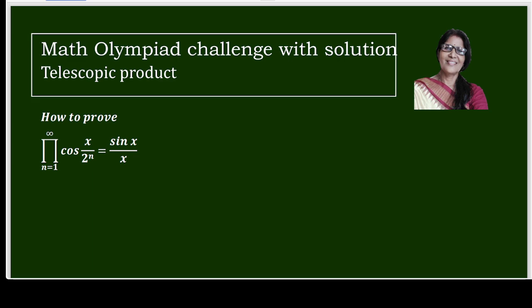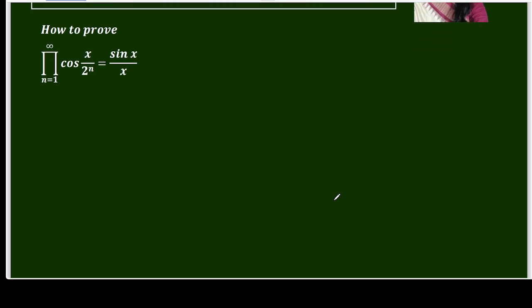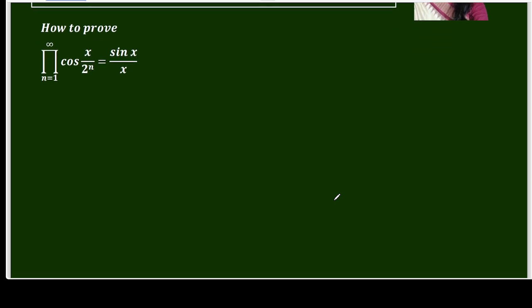Telescopic product, Maths Olympiad challenge. It is trigonometric functions. Product of n equals 1 to infinity cos x over 2 raised to power n equals sin x over x. So this can be written as product of n equals 1 to infinity cos x over 2 power n.